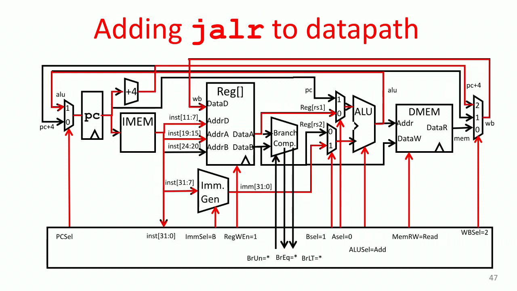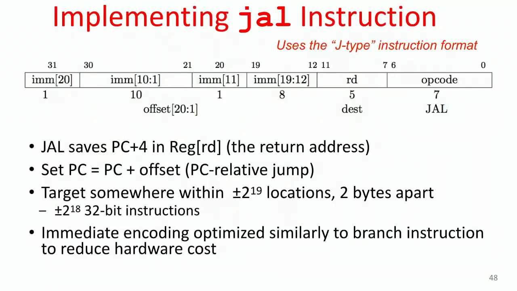Right. So that's that. And then the final instruction, which will be the end of it, is the jump and link instruction. And this is what we use for function calls usually. It saves the program counter plus 4 into the register file. This will be the return address, kind of used in a pair with the previous instruction. Okay. And it sets the program counter to program counter plus offset.